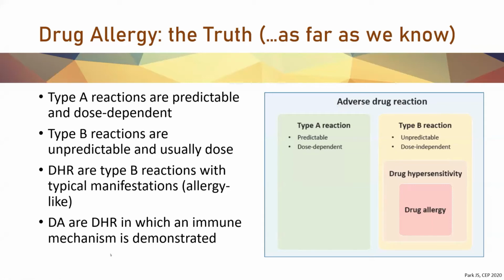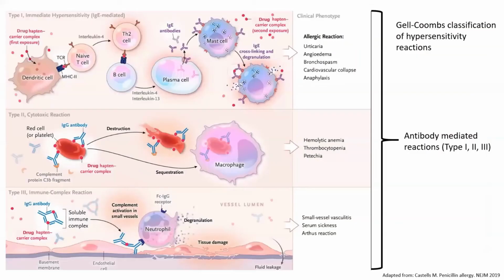Why drug allergy? There is involvement of the immune system. So here, you will probably recognize the graphics of the New England Journal of Medicine. This is adapted from a very nice paper on penicillin allergy by Mariana Castells, and shows you the Gell and Coombs classification of the hypersensitivity reactions. These three are the antibody-mediated reactions. The first one is the classic immediate hypersensitivity, which is what we commonly call allergy, okay?